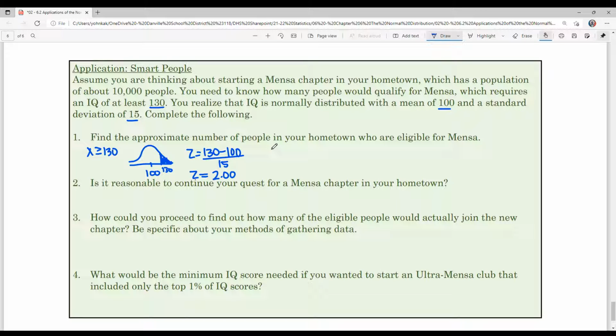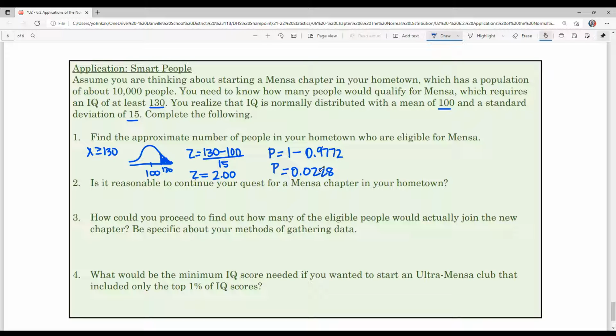Then I need to calculate the probability that it'll be greater than 2.00. To do so, I need to subtract my answer from 1 because I'm shading to the right. So when I look up 2.00 on the z-score table, I get 0.9772. When I subtract it from 1, I get 0.0228. So the probability that a person has an IQ of at least 130 is about 2%.